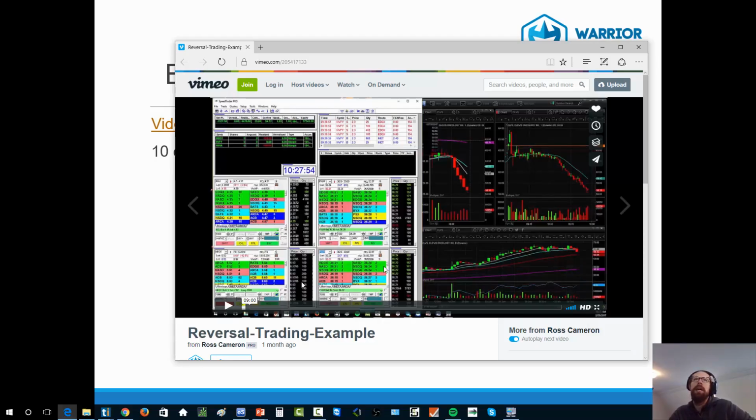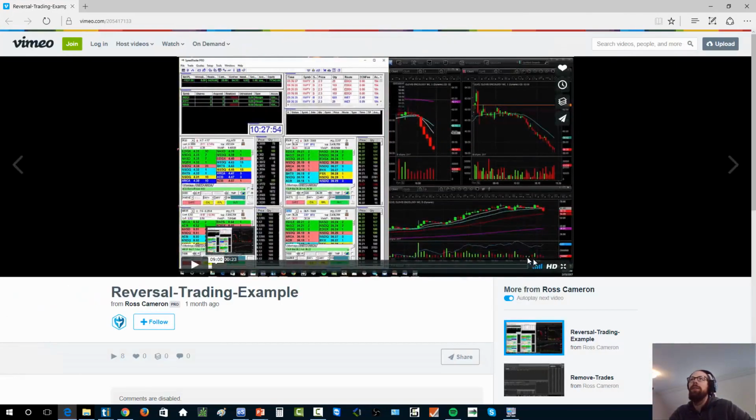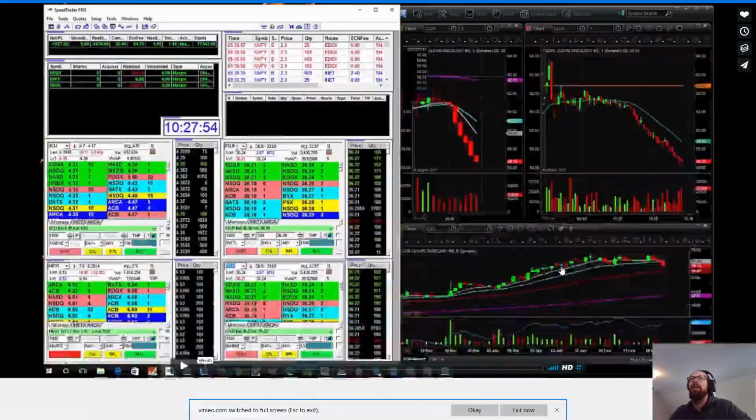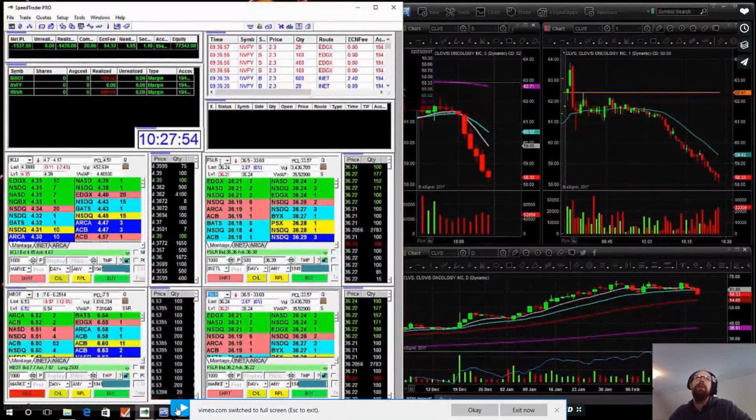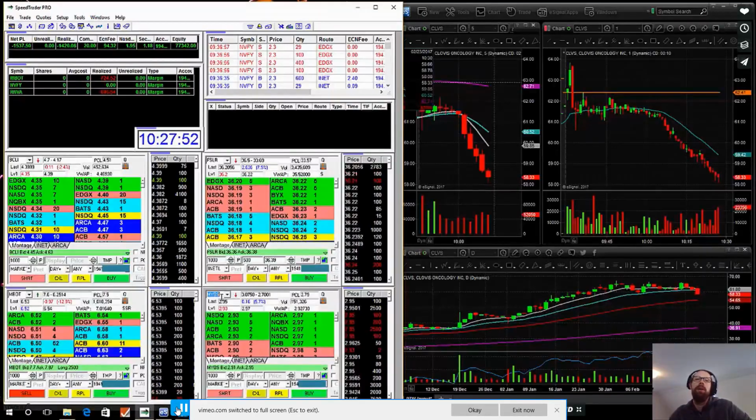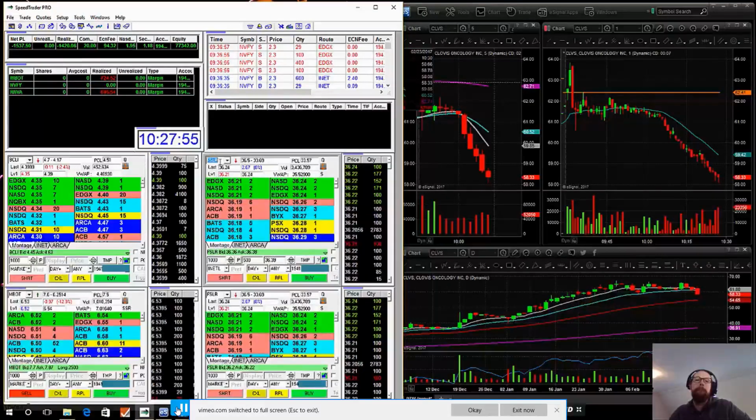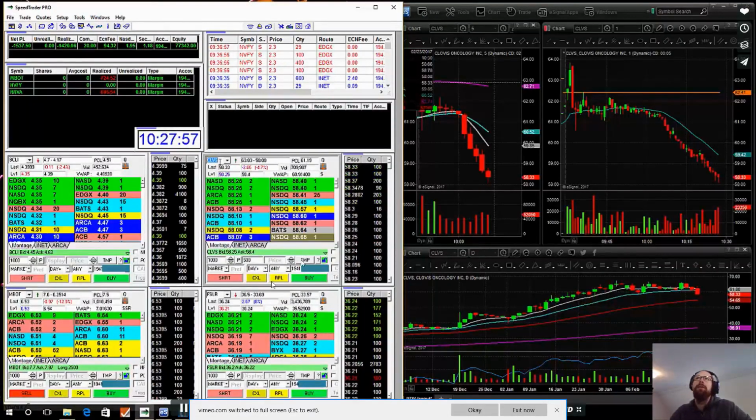All right, so this is a reversal example. This is a strategy that I really encourage side by side with the momentum strategy, because if you keep a tight stop, if you understand your max loss, it can be a nice way to pick up some small wins here and there. Okay, so let's see.